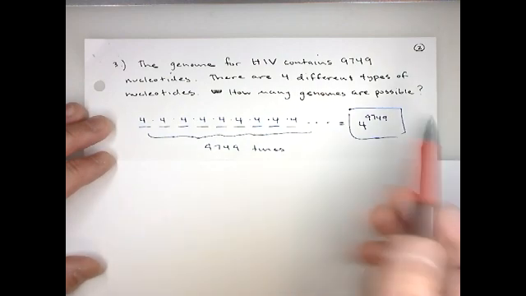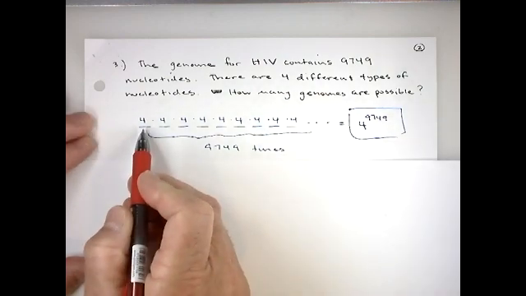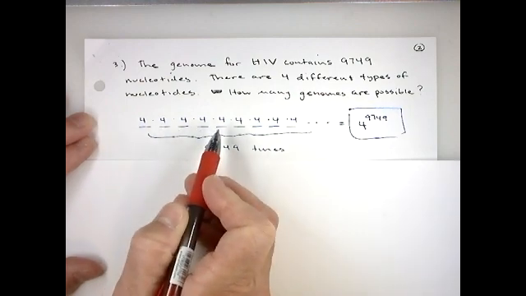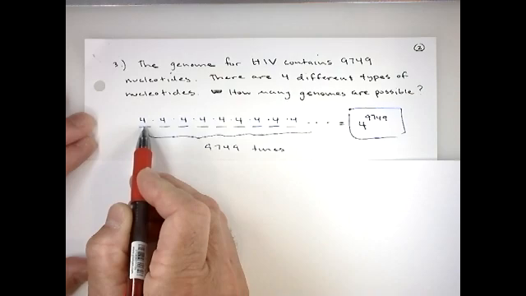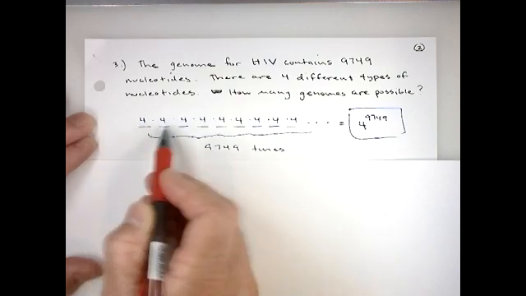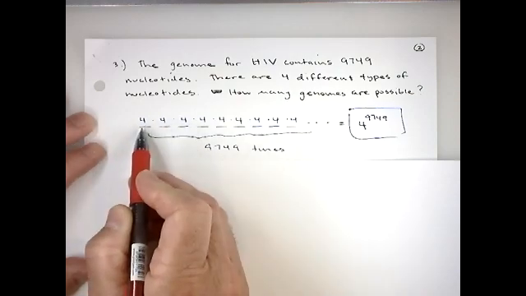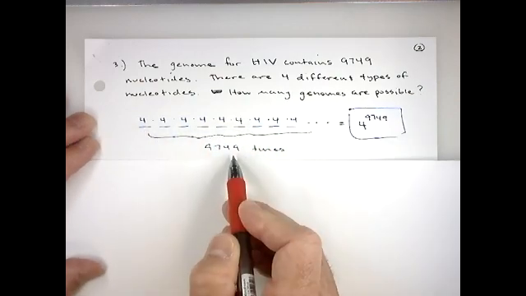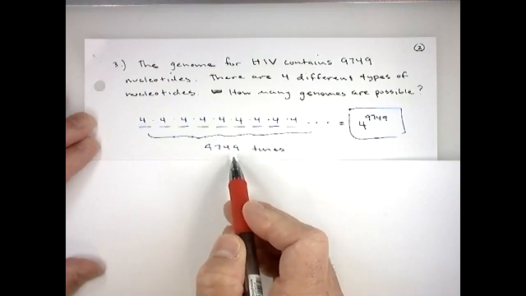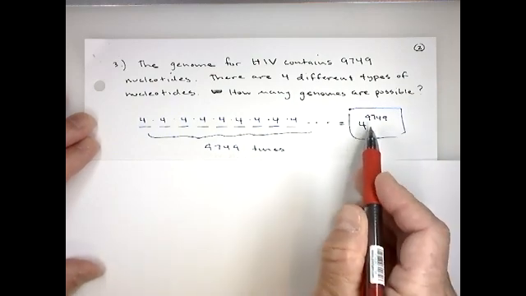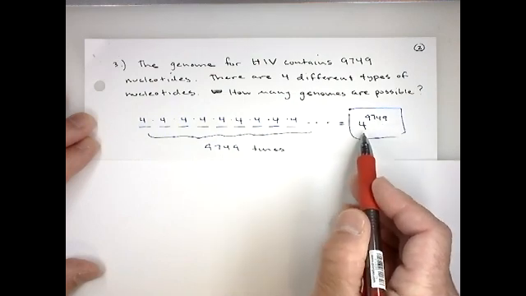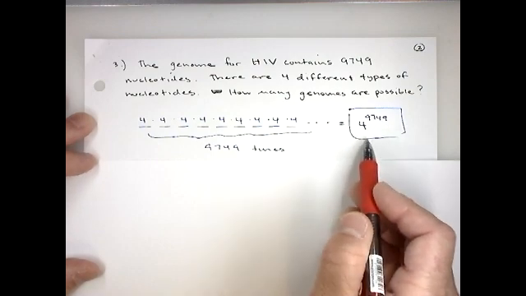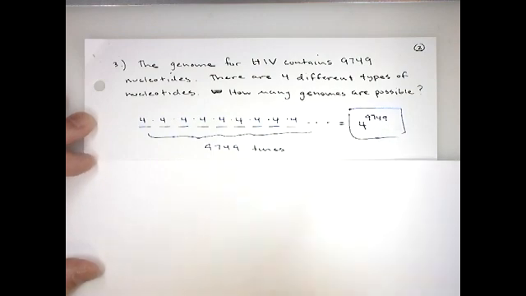Well, I'm seeing 9,749 blanks, each one representing a possible nucleotide. For each one of those nucleotides, there are 4 options, right? So the multiplication principle would say you multiply 4 times itself 9,749 times. That's a lot. You're going to get 4 to the 9,749. Not going to work that out, but if you're curious, try plugging that into a calculator. That is a very, very large number.